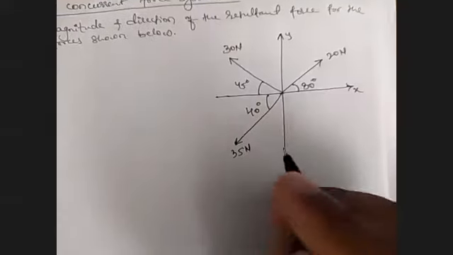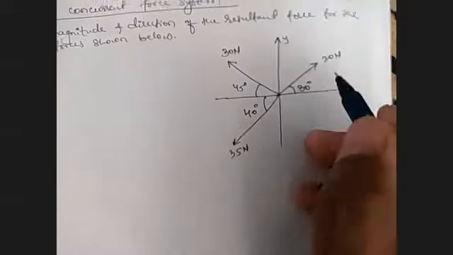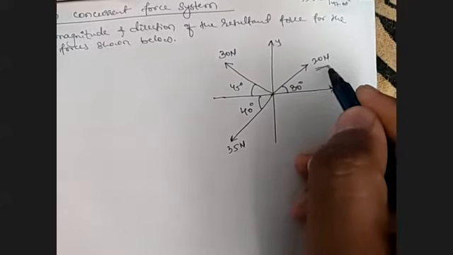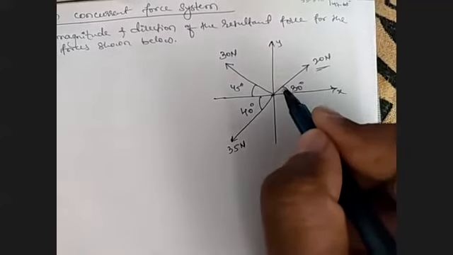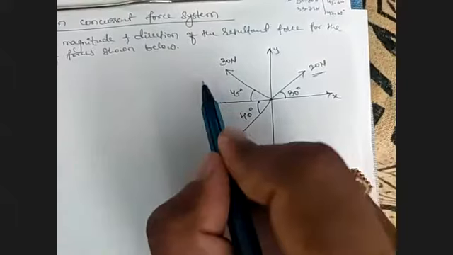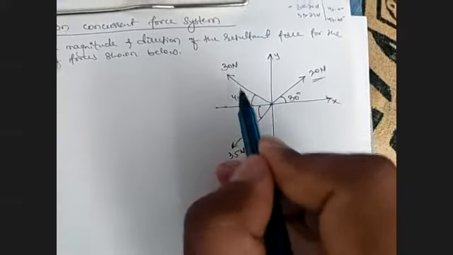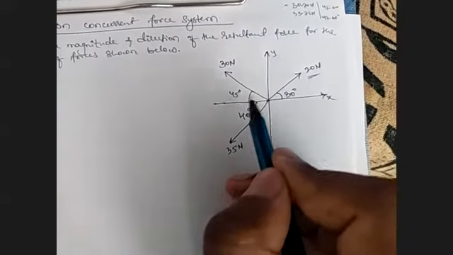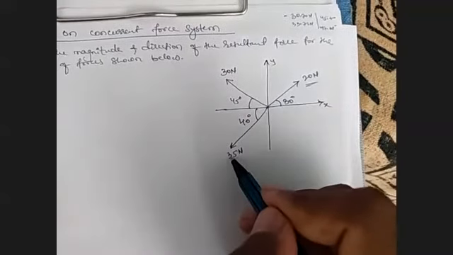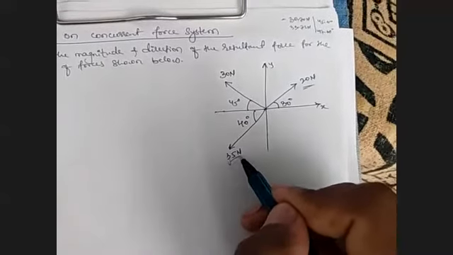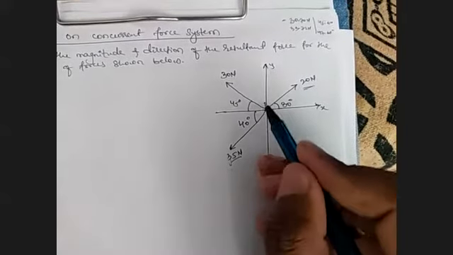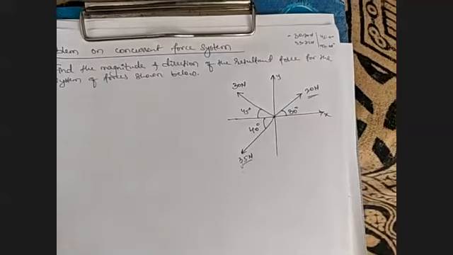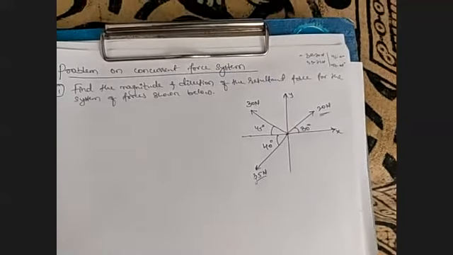In this figure, we have three forces. First force in the first quadrant is 20 Newton, making an angle 30 degree with respect to x. In the second quadrant, I have again a 30 Newton force, which is making an angle 45 degree with respect to x. Then in the third quadrant, I have a force of 35 Newton, which is making an angle 40 degree with respect to x.